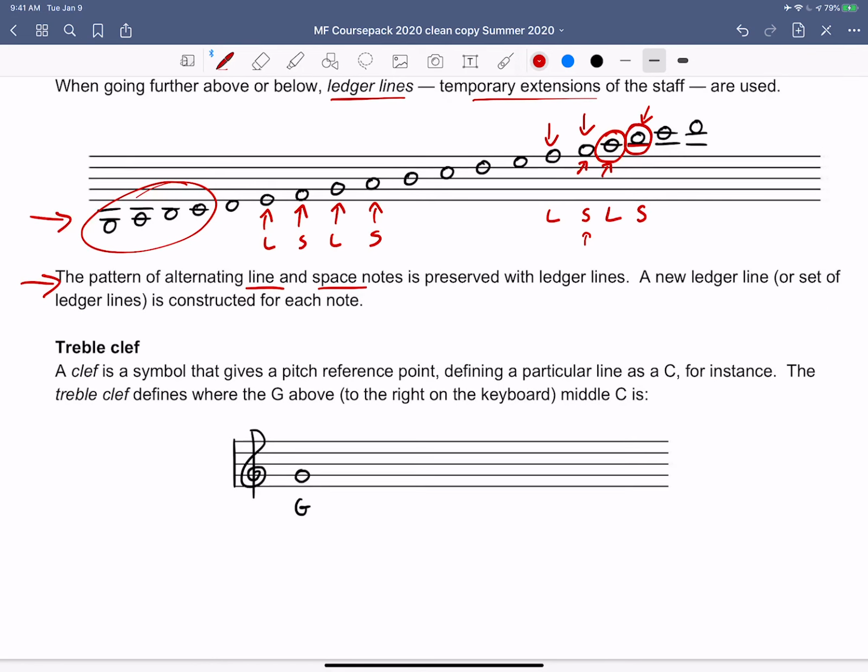And that's where we'll leave it for this video. In the next one, we'll go on to the treble clef.